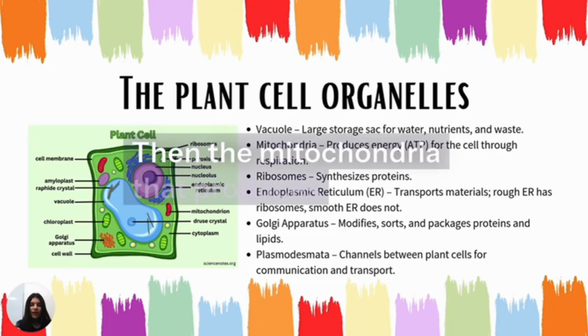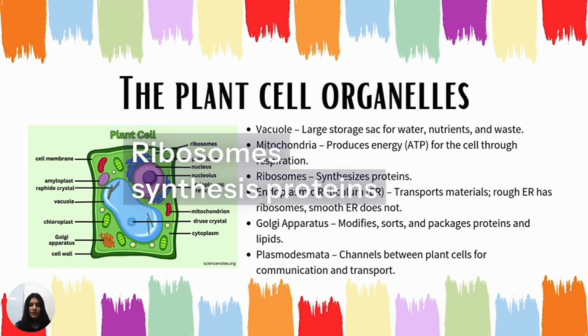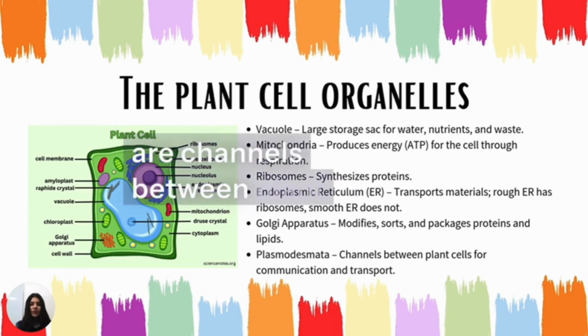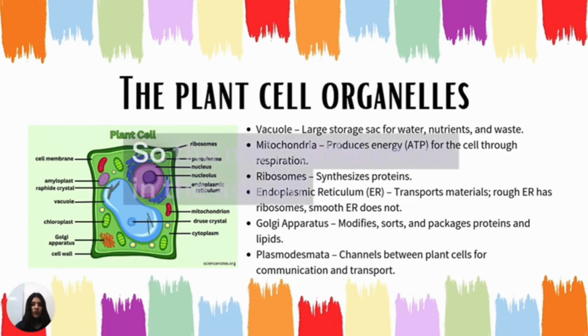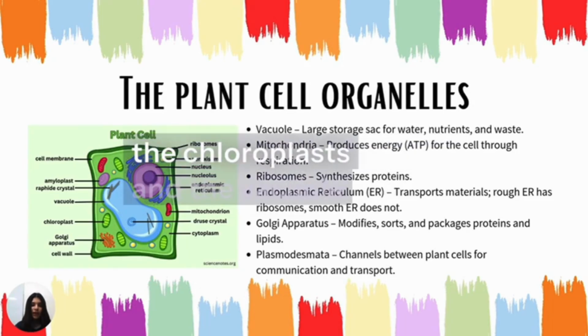Then the mitochondria that produces energy, ribosomes synthesize proteins, and we also have the endoplasmic reticulum, the Golgi apparatus, and plasmodesmata, channels between plant cells for communication and transport. So the main differences between the animal and plant cell are the cell wall and the chloroplasts, and that's it.